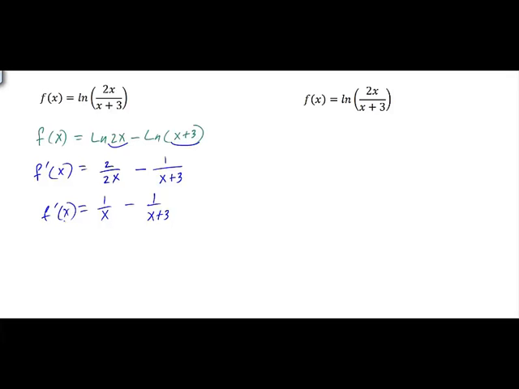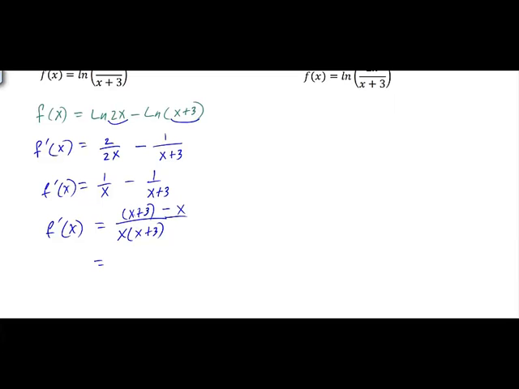You could go a step further and come up with a common denominator. If we did so, our common denominator would be x times x plus 3. So that means we need to multiply the 1 by x plus 3. And over here, we would have to multiply the 1 by an x. So we would end up with x plus 3 minus x. So therefore, the x's would cancel, and we would have 3 over x times x plus 3. So there's an example. If you want to get a common denominator, we could do so.